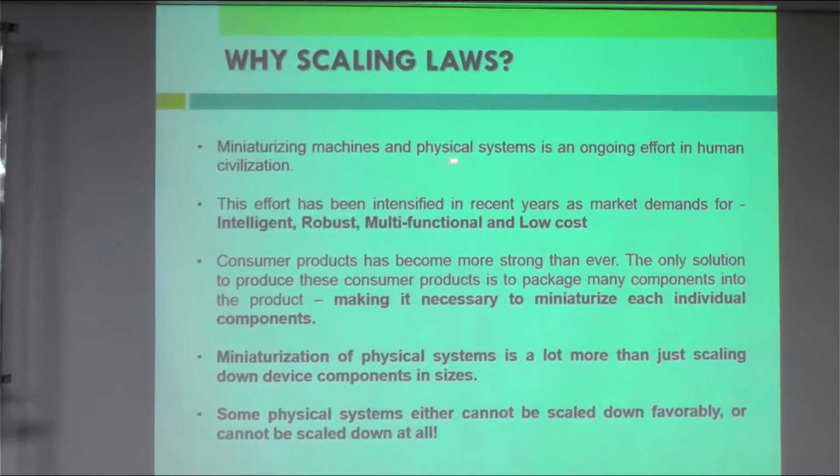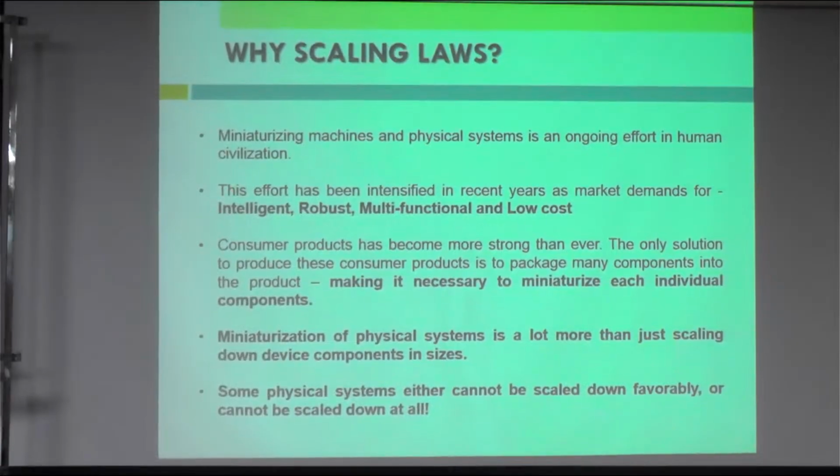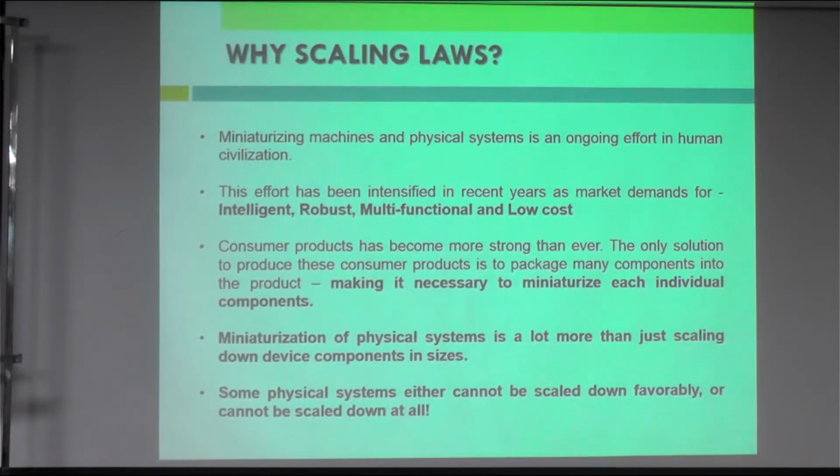Miniaturizing machines and physical systems is an ongoing effort. As I mentioned before, we try to reduce consumption of materials. We try to make things more sustainable and increase the performance, etc. And this effort has been intensified in recent years as market demand. You want intelligent, robust, multifunctional, and low-cost products. So these are the things that we want to achieve. We want to have intelligent things. We want to make things lighter. You want your handphone lightweight, your computer lightweight for mobility.